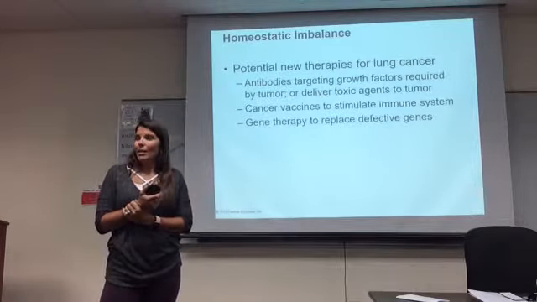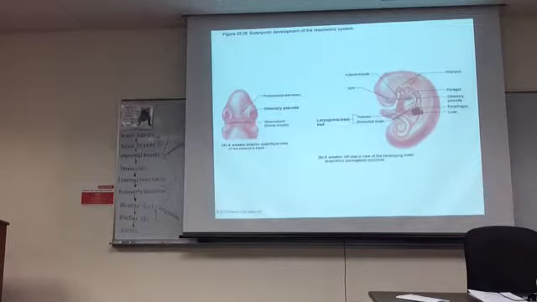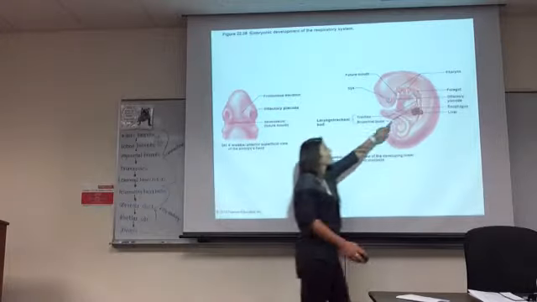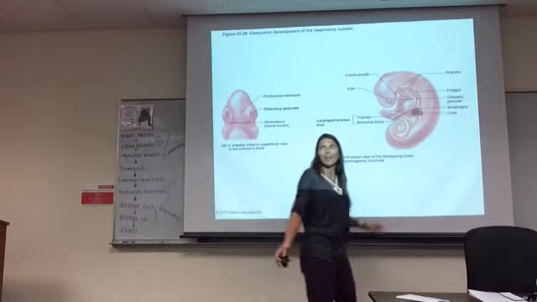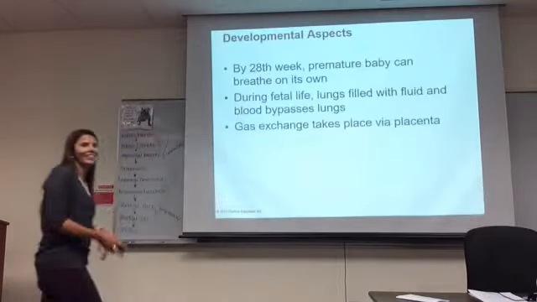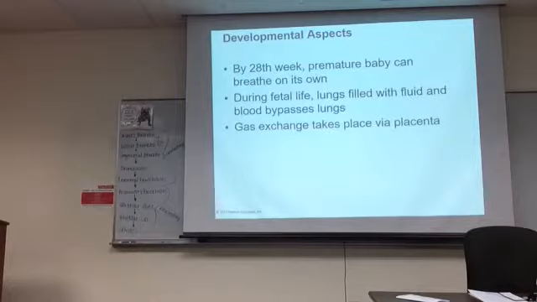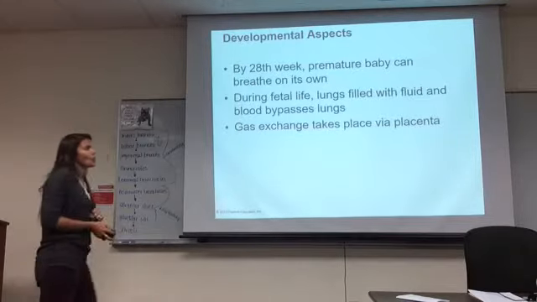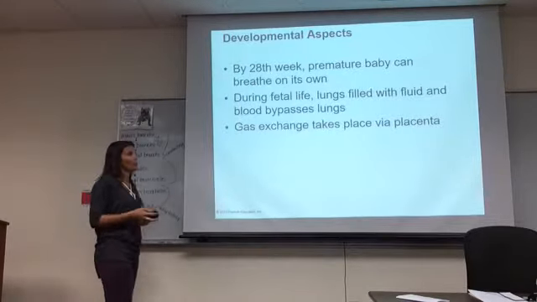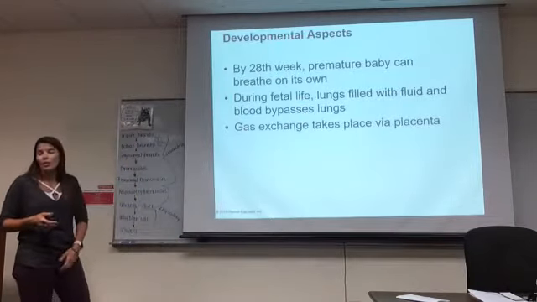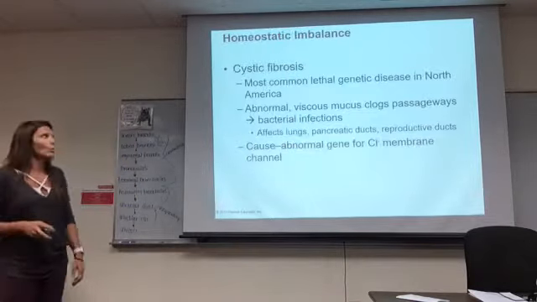Okay? Embryonic development, we know that the lungs are going to develop last. Look at you and your little lungs. Okay? You are so cute. By the 28th week, a premature baby can breathe on their own. Remember, the issue there is surfactant. And we want to make sure that that's being produced. Again, it will stimulate labor and delivery contractions when it's time. Gas exchange until the baby is born does happen through the placenta.